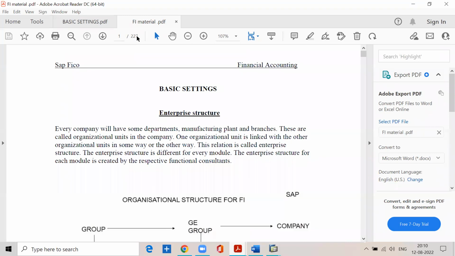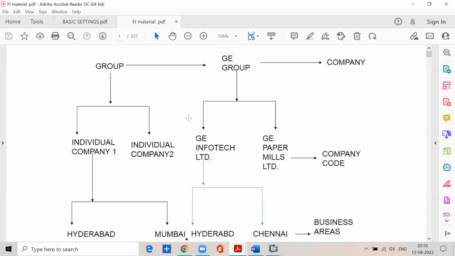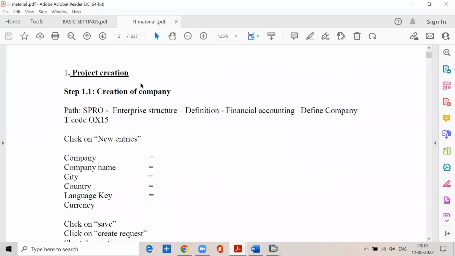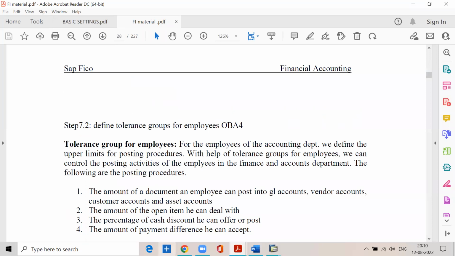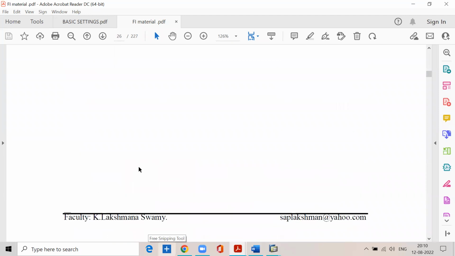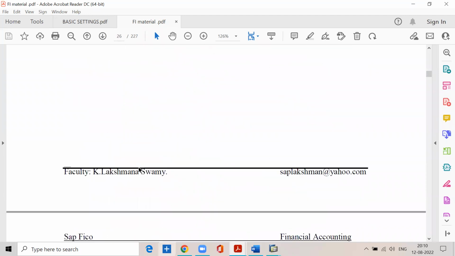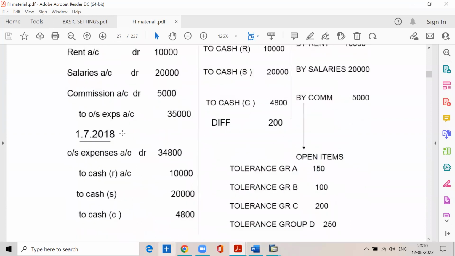Then you take the printout of this material, 227 pages, and you copy the settings from the old material to this new material. Same settings. Till now we have done some 28 pages, right? So these 28 pages are also there here. It was copied actually, right? So you copy the settings from the old material to this new material, and you can discard the old material now.